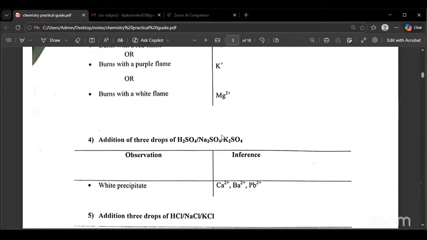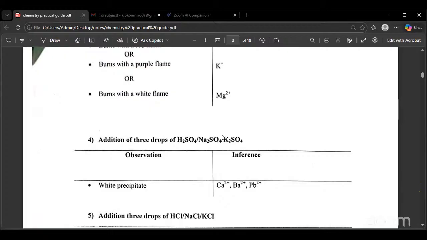But we are not testing sulfates as such. We are testing cations that combine with the sulfate to form an insoluble salt. We have calcium sulfate, which is slightly or partially soluble, barium sulfate, which is insoluble, and lead sulfate, which is insoluble. So when you see anything that has a sulfate, you are testing for cations that form insoluble sulfates.